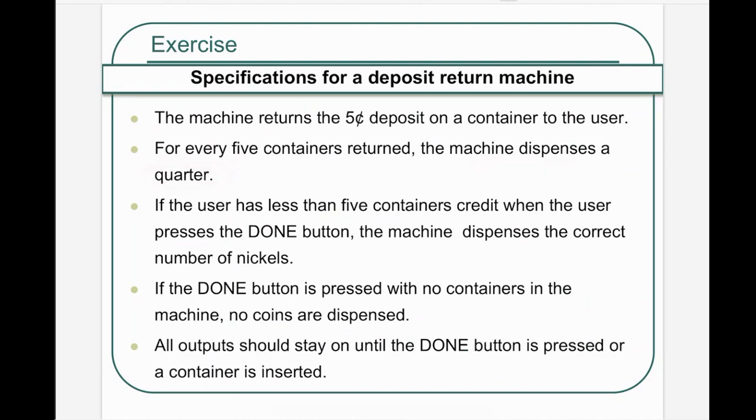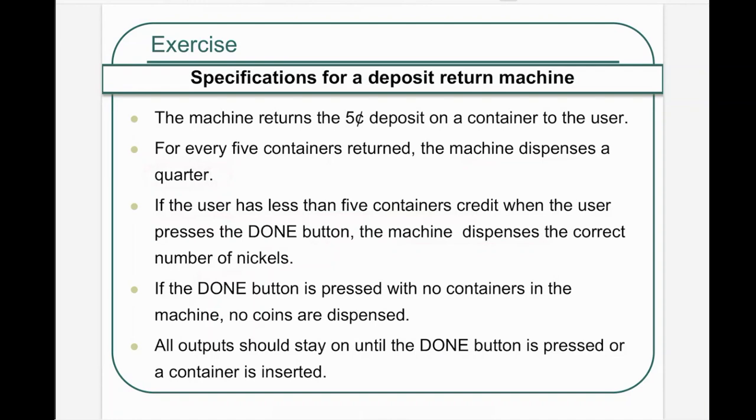So instead of returning nickels, it is going to directly give you a quarter after 5 containers. So a different output, right? A quarter as opposed to vending a nickel. Next, if the user has less than 5 containers credit, for example, 4 containers were entered, then the user will have to press a done button, and then the machine is going to dispense the correct number of nickels.